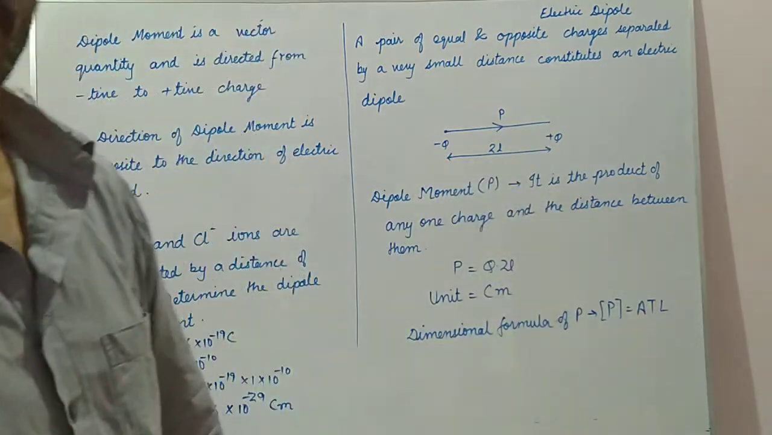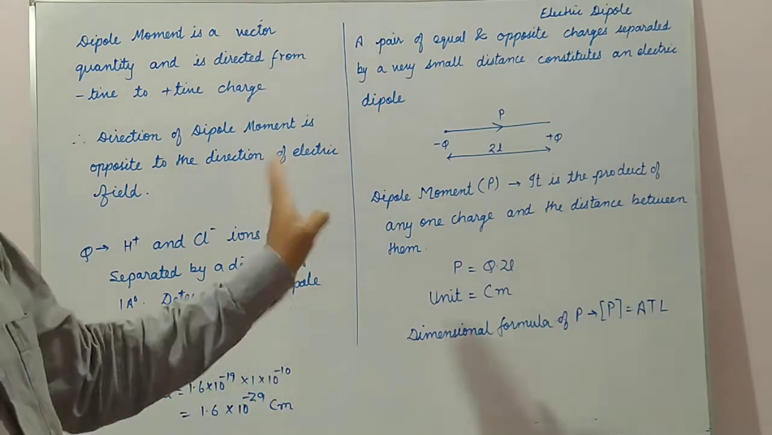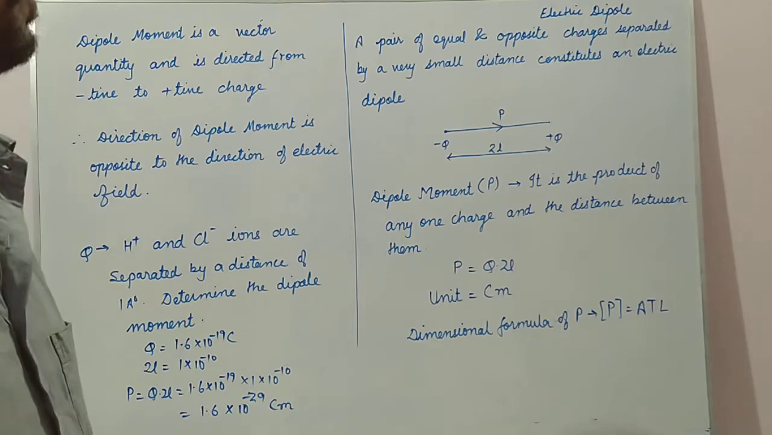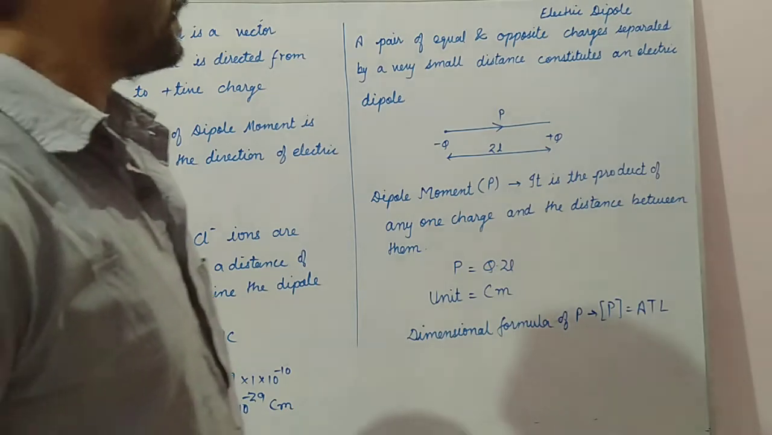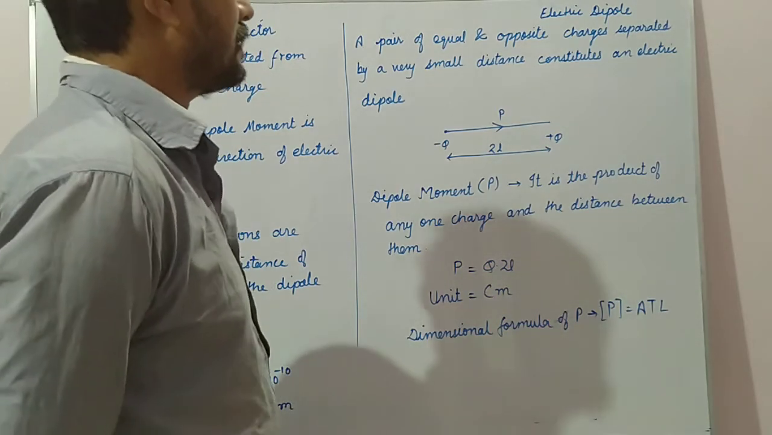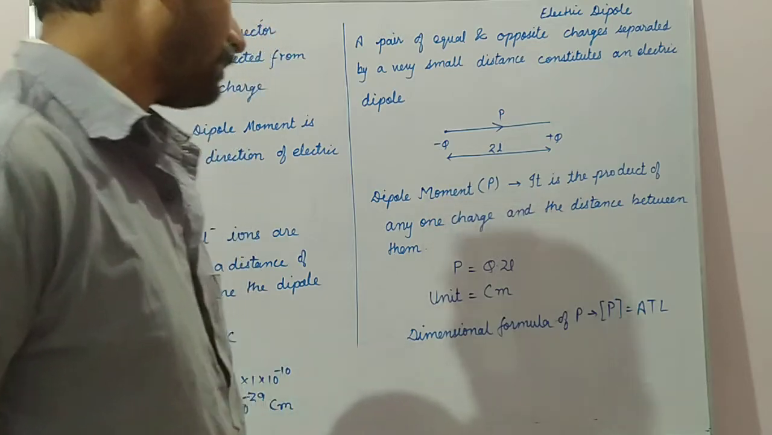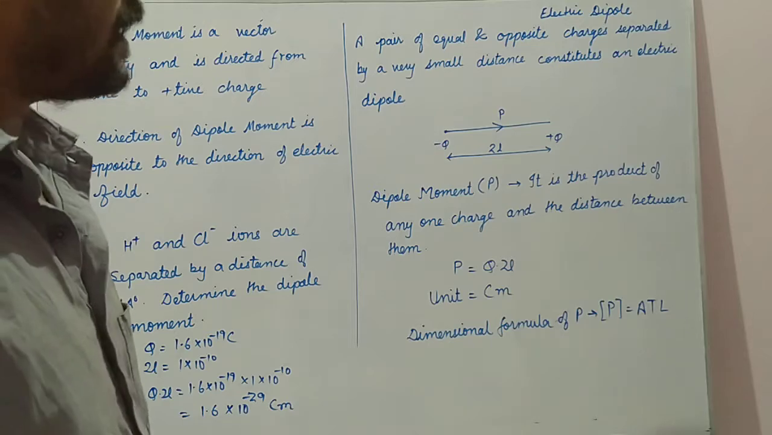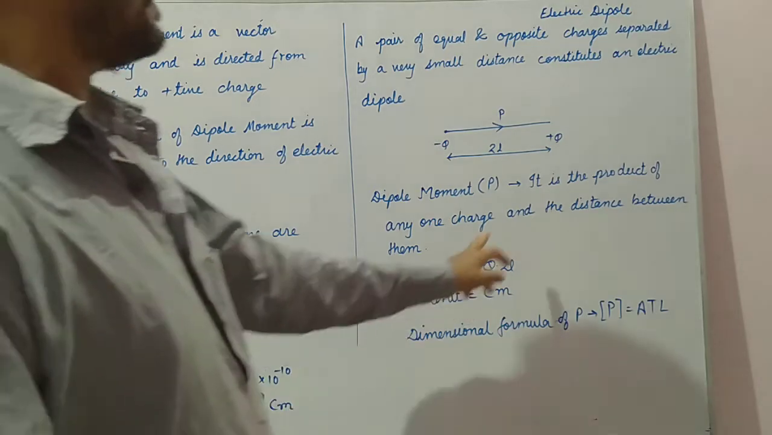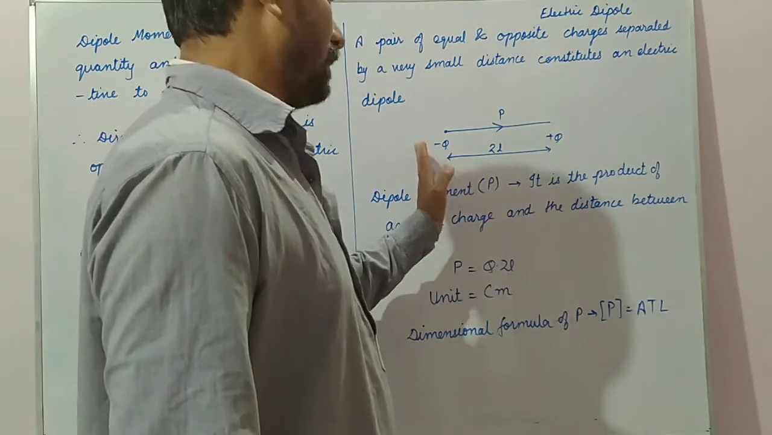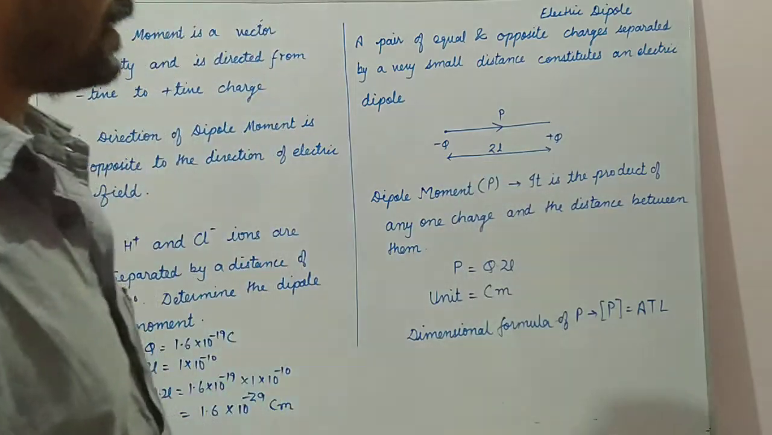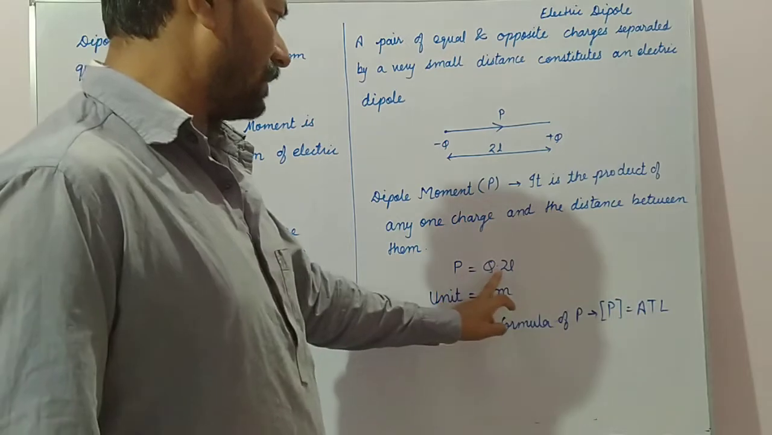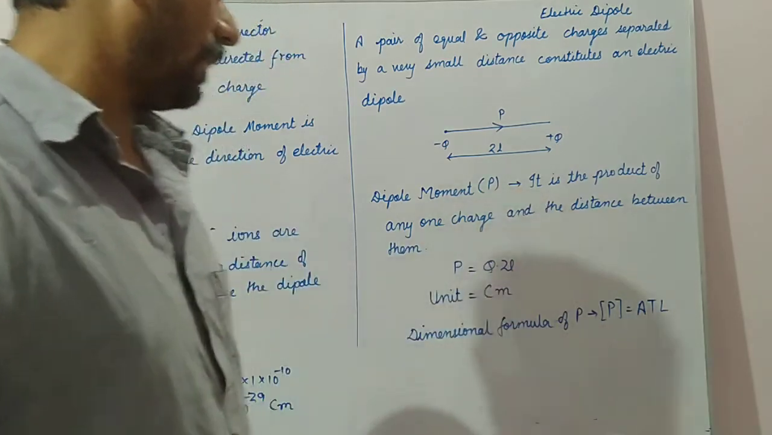We are taking that distance as 2l, the distance between the two charges. So a pair of equal and opposite charges separated by a very small distance constitutes an electric dipole. Next, the dipole moment. What is dipole moment? It is the product of any one charge, either plus q or minus q, and the distance between them. So here the dipole moment is any one charge q into the distance between them, 2l.